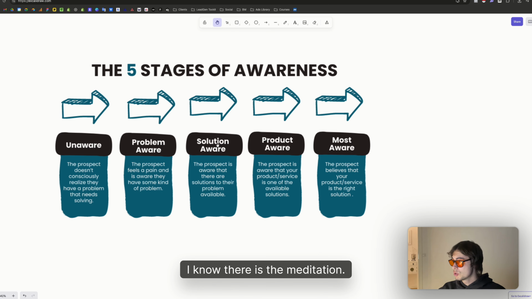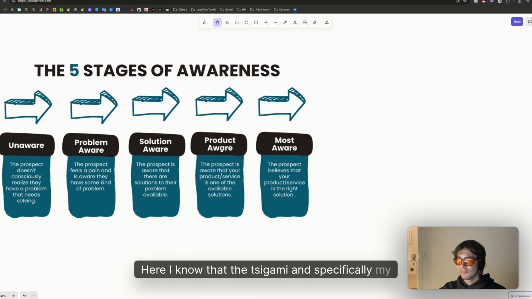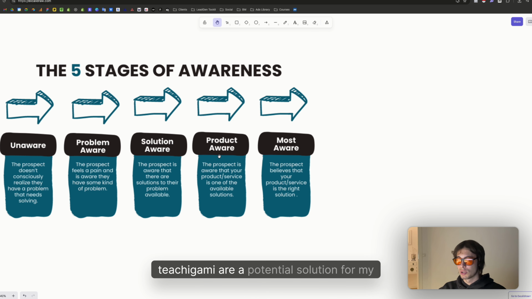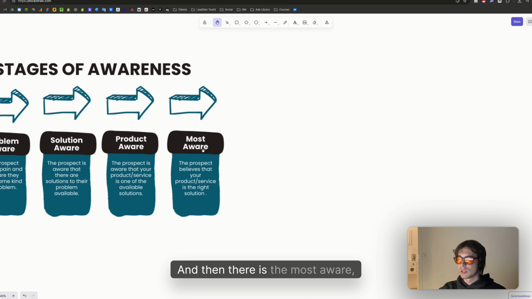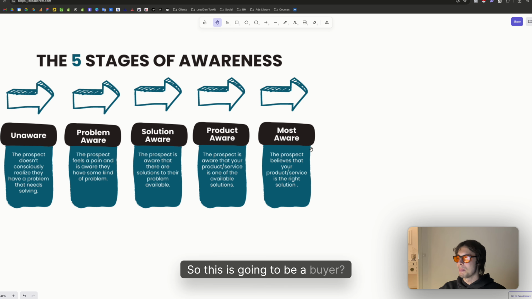I know there is the meditation. I know there is the melatonin, but I don't know about the THC gummy. Here, I know that the THC gummy and specifically my THC gummy are a potential solution for my problem. And then there is the most aware, which is the prospect believes that your product or service is a true solution. So this is going to be like a buyer pretty much. This is close to a buyer.